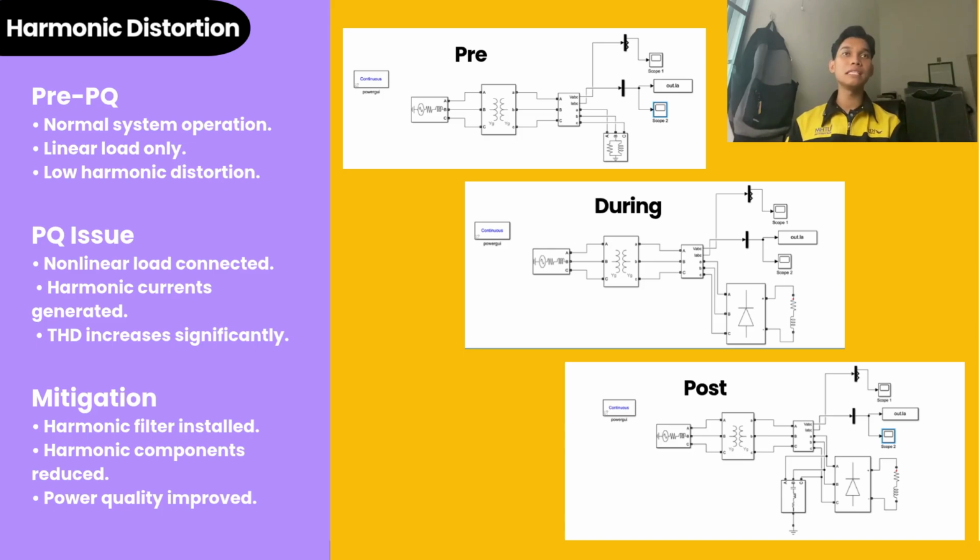The purpose of the filter is to reduce the harmonic components generated by the rectifier and improve the overall power quality of the system. The impact of these three conditions can be observed from the current waveform and FFT analysis shown in the next slide.